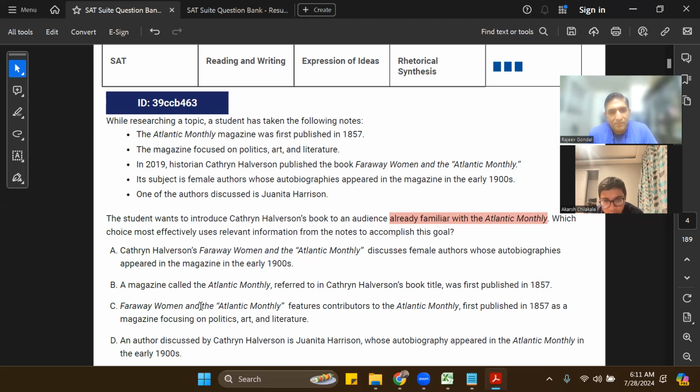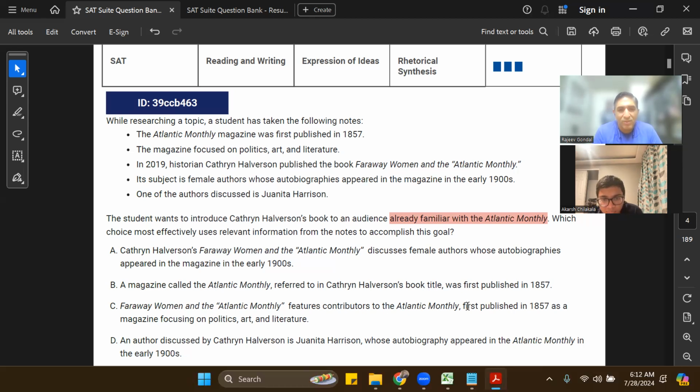C says Fairway Women and the Atlantic Monthly feature contributors to the Atlantic Monthly. No, C wouldn't make sense. Why won't C make sense? Because they're talking about the Atlantic Monthly, but they want to introduce Catherine Halverson's book. Yeah, that's what I was saying. So it would be A, no? You got it. Yes, that's correct.